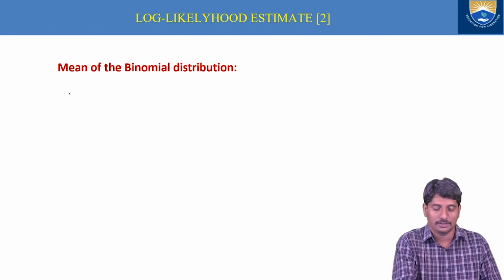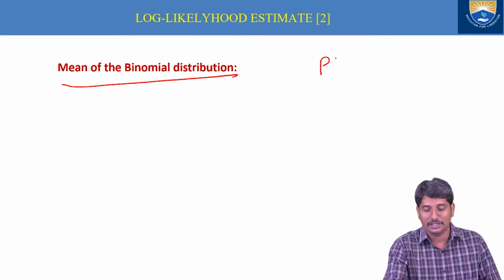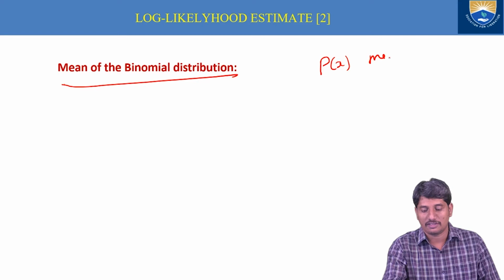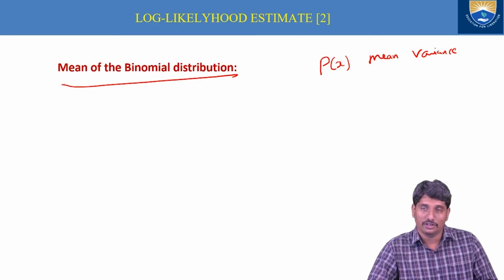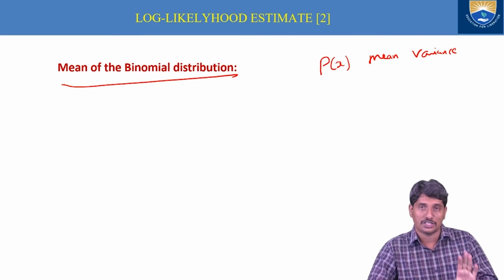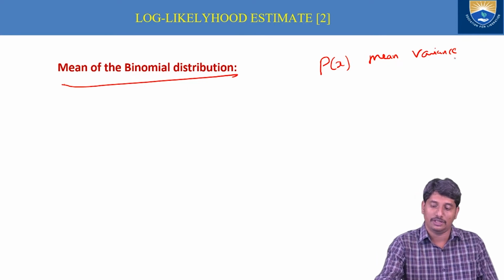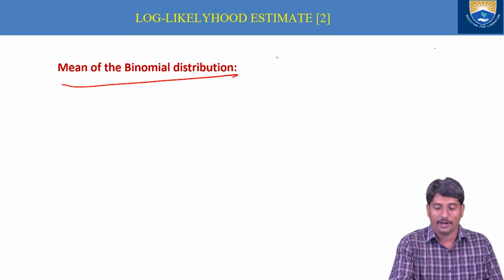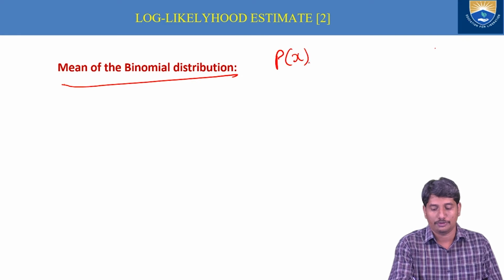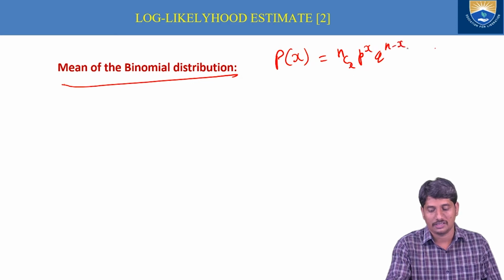First, let us understand how to calculate the mean of the binomial distribution. We know that every probability function has a mean as well as a variance. We have studied these things in statistics and probability. Every probability distribution has a probability mass function or density function, and hence it will have a mean and variance. As a first part, I'm going to calculate the mean of the binomial distribution. First, let me write the formula of the binomial distribution here: nCx p power x q power n minus x.